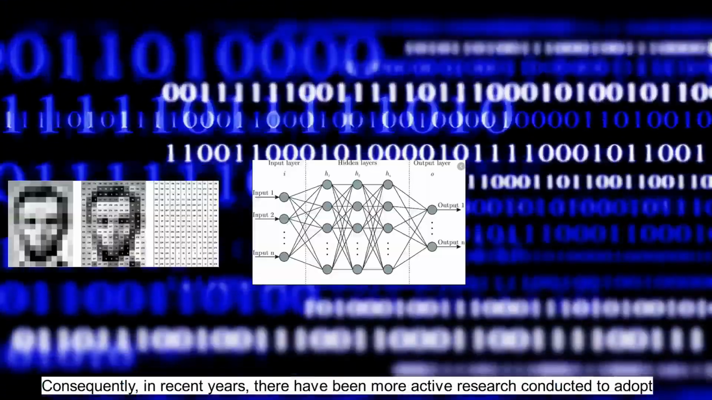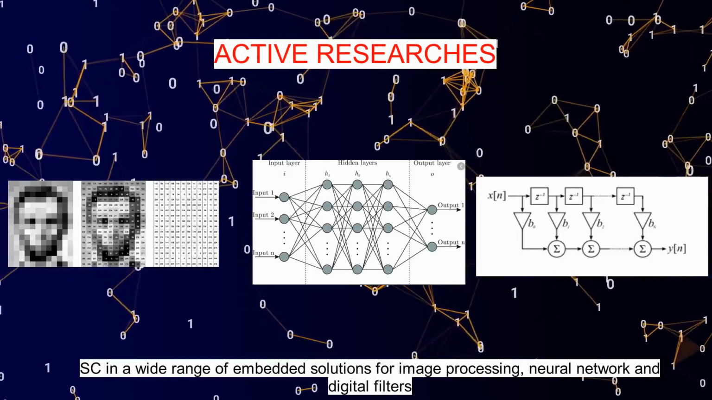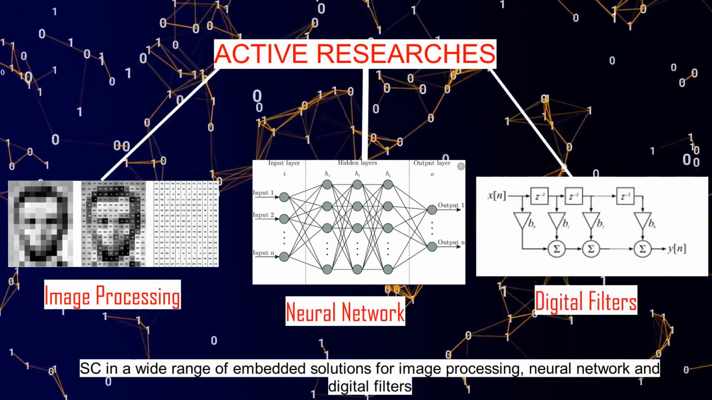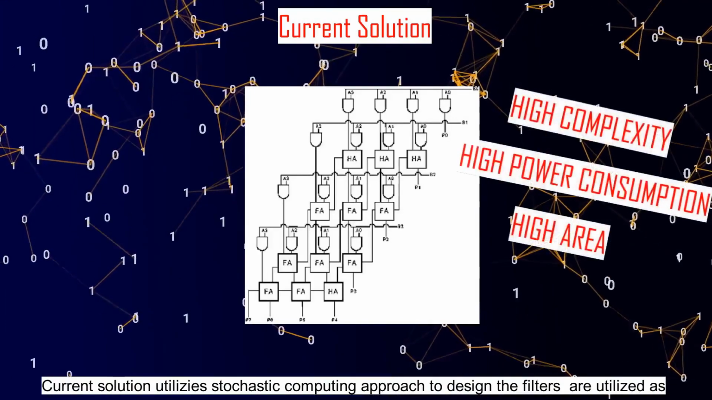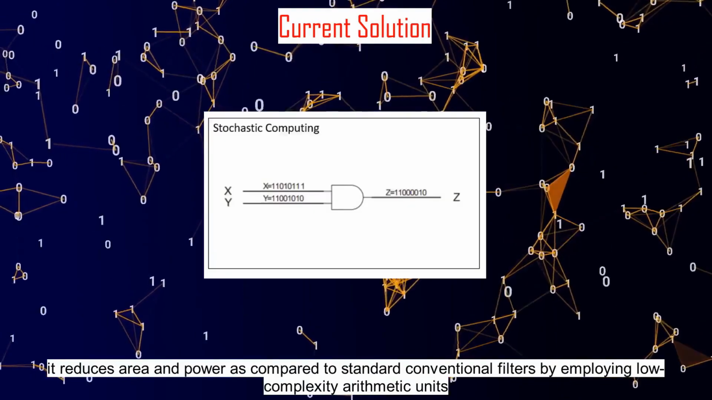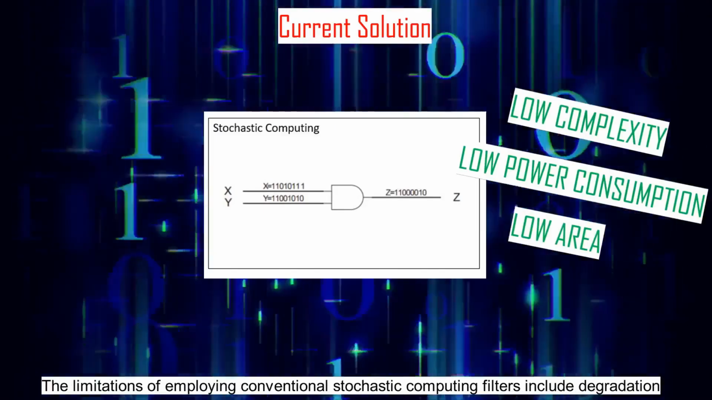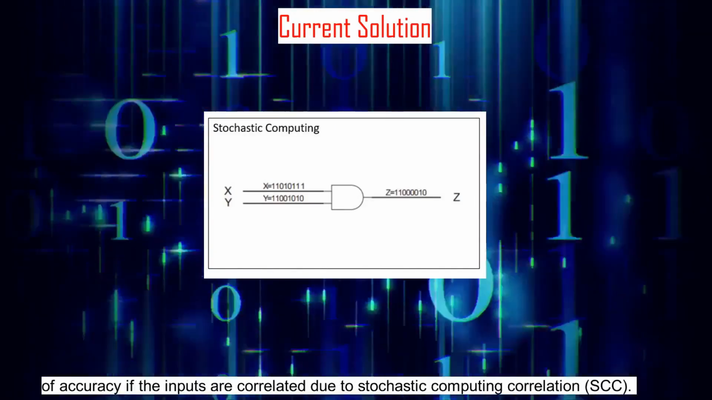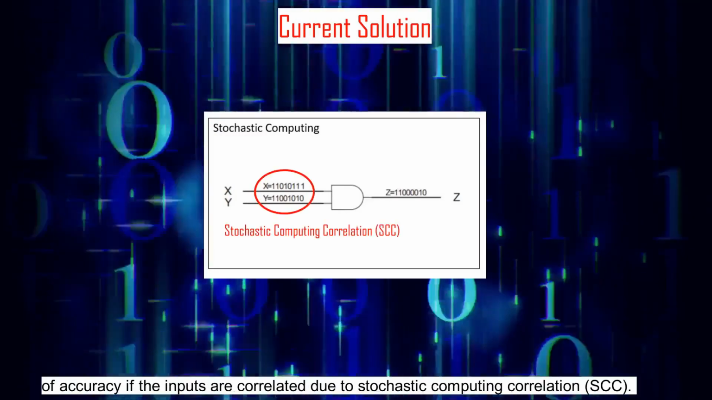Consequently, in recent years, there has been more active research conducted to adopt SC in a wide range of embedded solutions for image processing, neural networks and digital filters. The current solution utilizes the stochastic computing approach to design filters, as it reduces area and power compared to standard conventional filters by employing low complexity arithmetic units. The limitations of conventional stochastic computing filters include degradation of accuracy if the inputs are correlated, due to stochastic computing correlation, SCC.